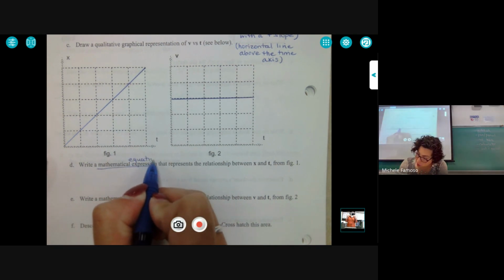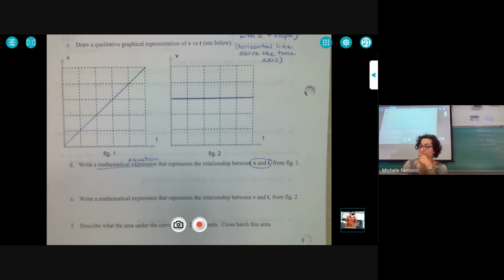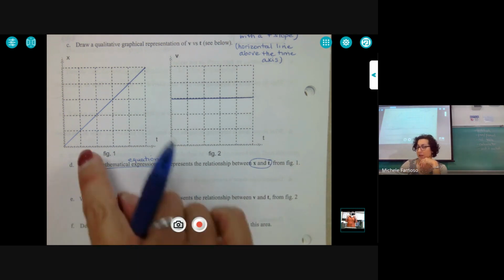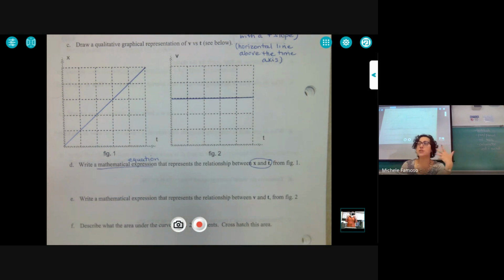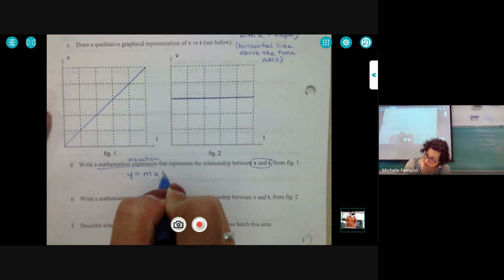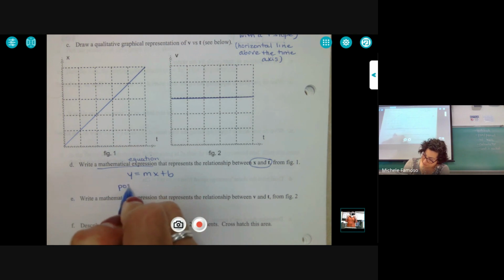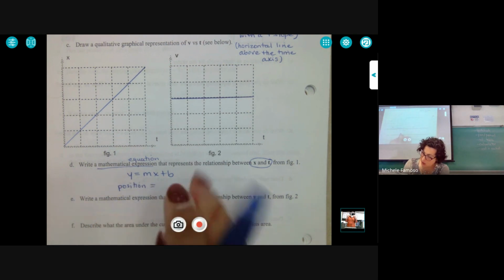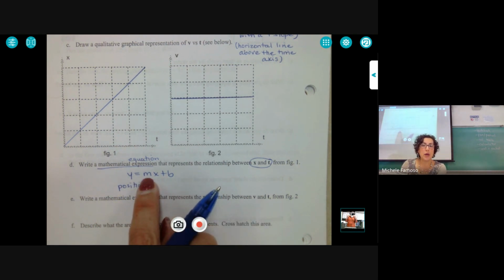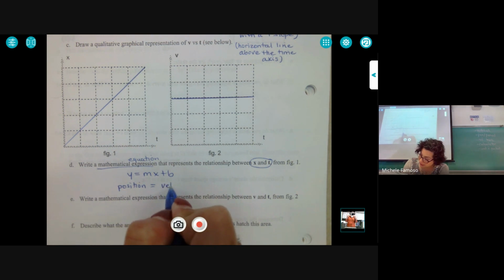Can you write the equation, therefore, for this graph of position versus time? It's a line. What are the equations of every line? Start with that and then change all the letters out. What's on the y-axis of this graph? What does the slope of a position time graph represent? Name it. The velocity.